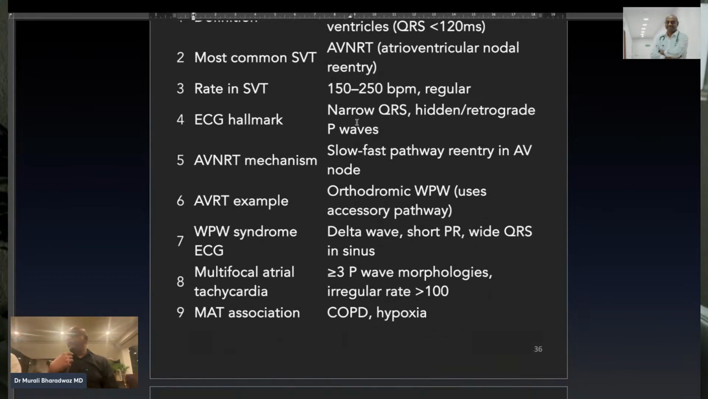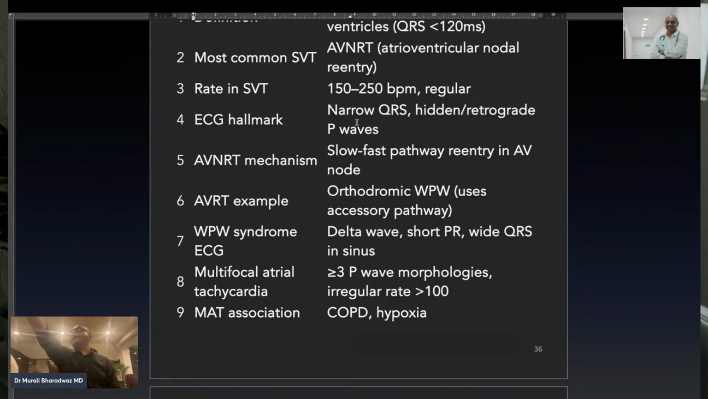The rate in SVT will be 150 to 250 and it is regular. The hallmark is a narrow QRS. And you don't find the P waves because P waves become hidden or inverted. Why? The AV node is throwing impulses. He became boss. Then he will tell the atria, hey, you excite by my command. So normally it should come from there to here.